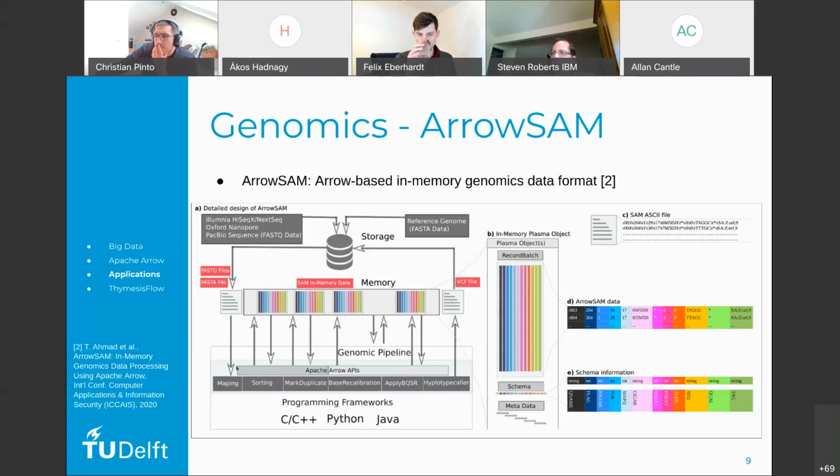Traditionally, this would look like, all right, we do the mapping, we write the data back to disk in whatever format, then do the sorting, then do mark duplicate. Instead of that, all the pipelines commit their data to the object store in Apache Arrow, ArrowSAM format, that all the other stages can read, and can read in parallel. So you spare all the I/O bottleneck that you would otherwise have with reading the disk or the storage.